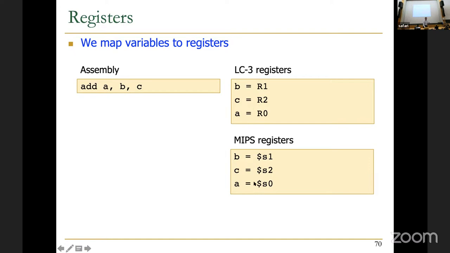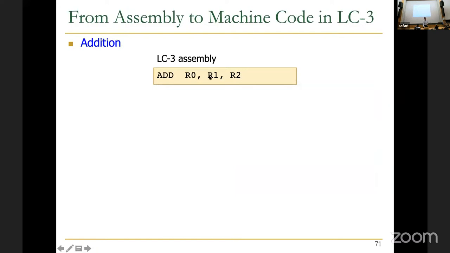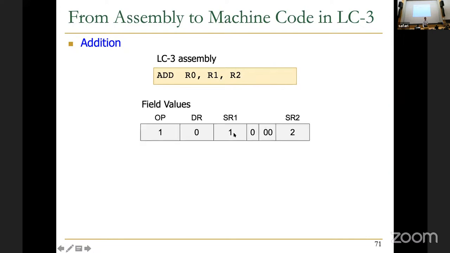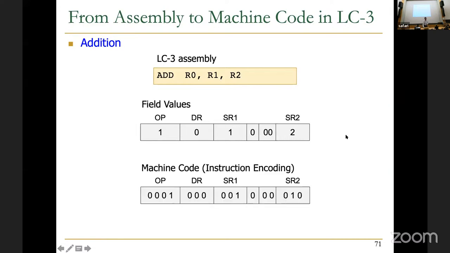In MIPS, there are similar registers again. These are the registers. And again, I'm going to show it in assembly, and then we're going to show the machine code, what the machine really sees. So for example, this is add R1 and R2, write the result into R0 in LC3. So these are the field values. This is how it's encoded in LC3, 16 bits. You can look at the exact bits. And this is how it's encoded in the machine code. These are the exact bits, actually. This is the opcode. This is the destination register 0, source register 1, and source register 2 happens to be 2 over here, right? And you can see the bit values over here.